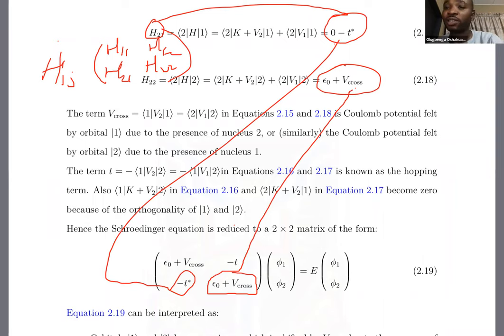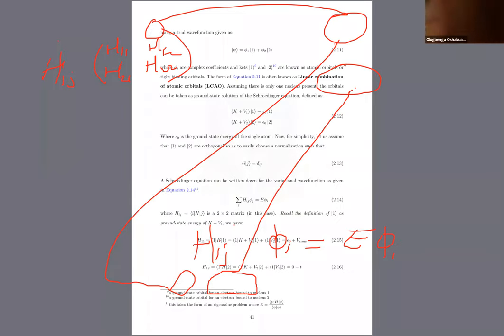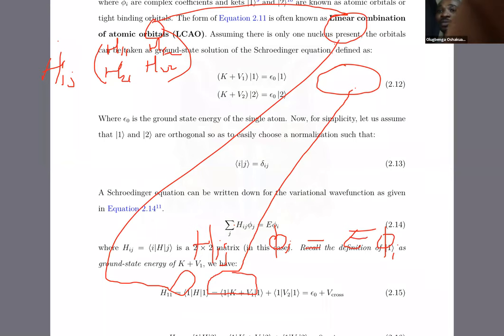And this phi 1 and phi 2, they remain the complex coefficients for the linear combination of the atomic orbitals. So if you attempt to multiply these two matrices, you should have what we have here. So everything we have here is as good as Hij. And what we have here is also phi I. And that will lead us to E phi I, which is what we have in equation 14.